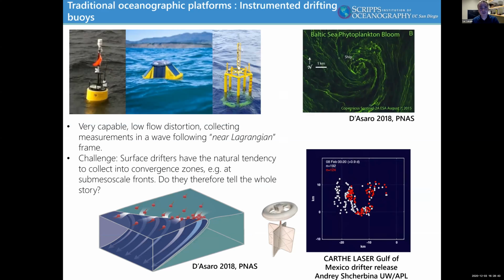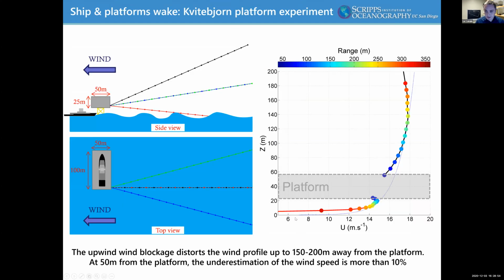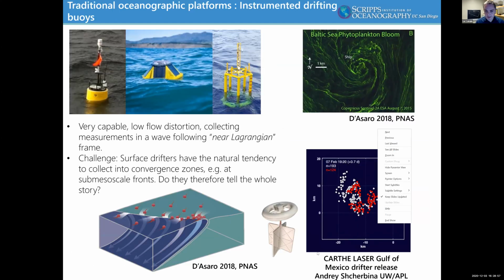Now you can also use drifting buoys, and that's what I'm showing here. They're very capable. There are SWIFT buoys and wave buoys and other buoys and all kinds of things. But one of the challenges is that they're drifting, so they have the natural tendency to collect into convergence zones. Those convergence zones, associated with some mesoscale features, are not necessarily going to be representative of what's going on in the entire area that you're trying to study.